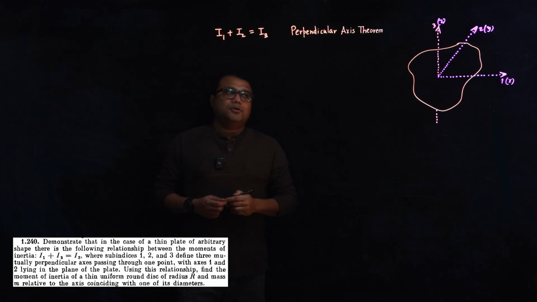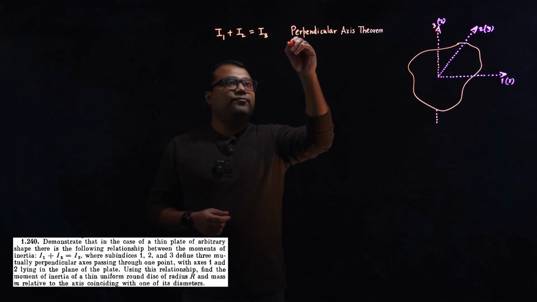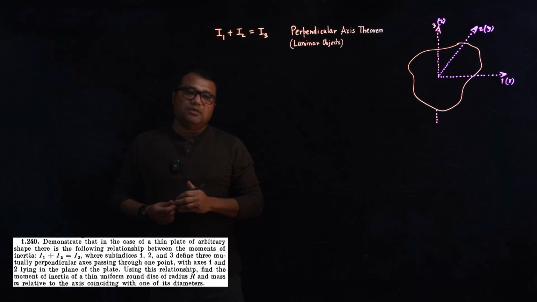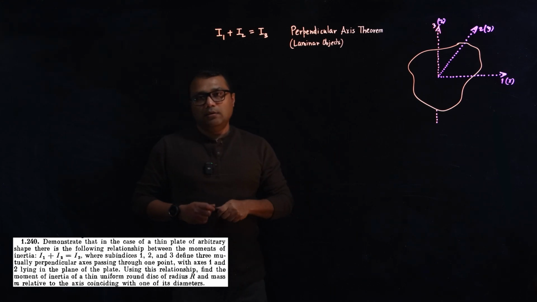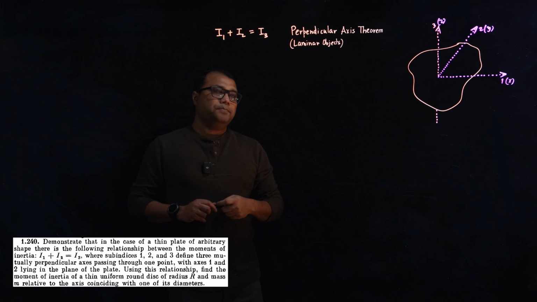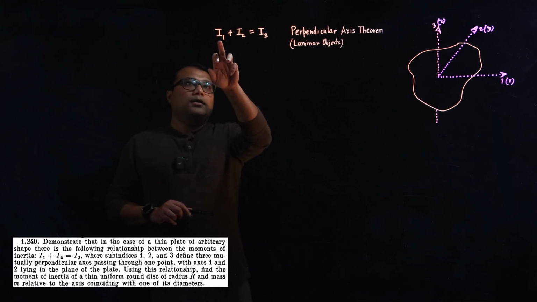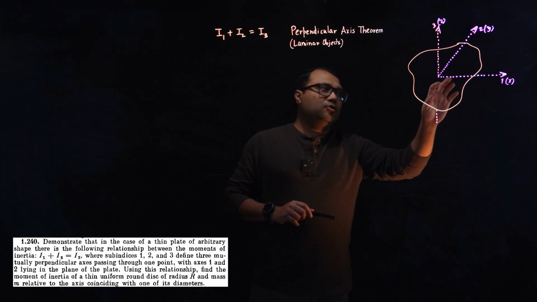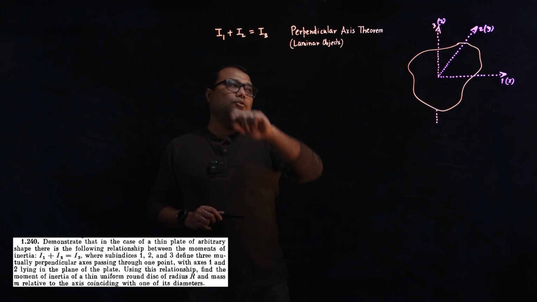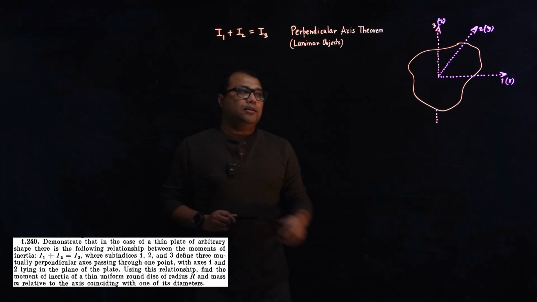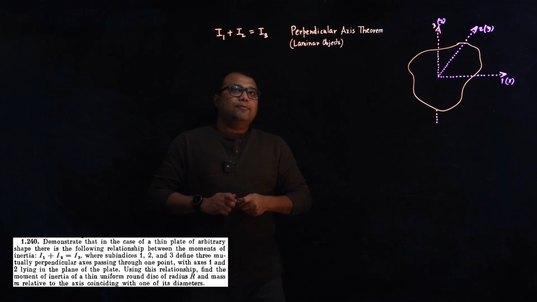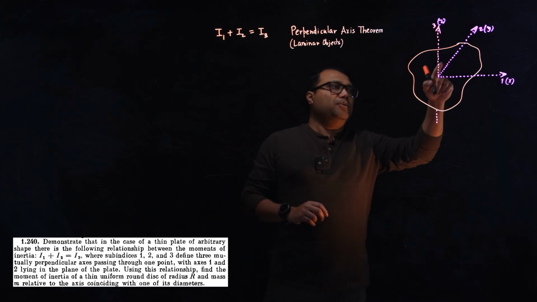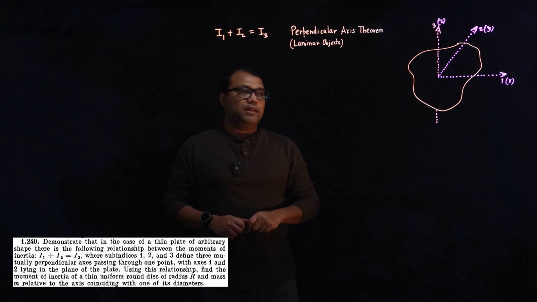This perpendicular axis theorem is only applicable for laminar objects. Laminar objects means they are in one plane, so they do not have any thickness. And if I1 and I2, which are moments of inertia about two perpendicular axes that lie in the plane of the laminar object, are known, then we can find the moment of inertia about an axis which is perpendicular to the plane of the laminar object.